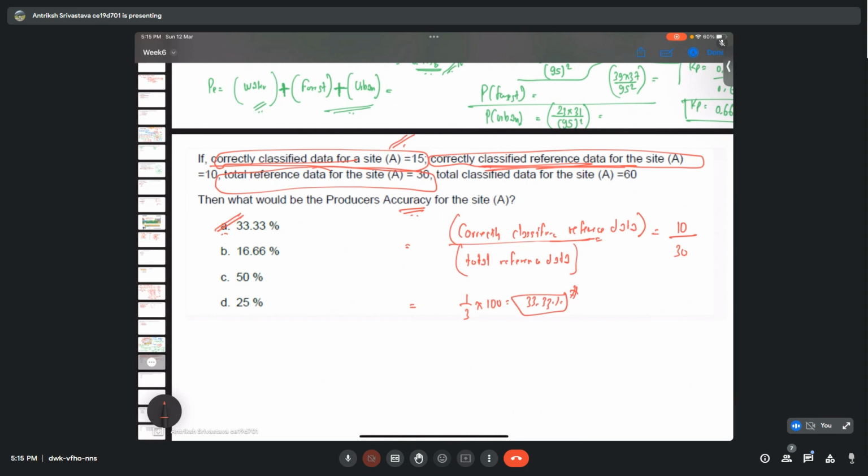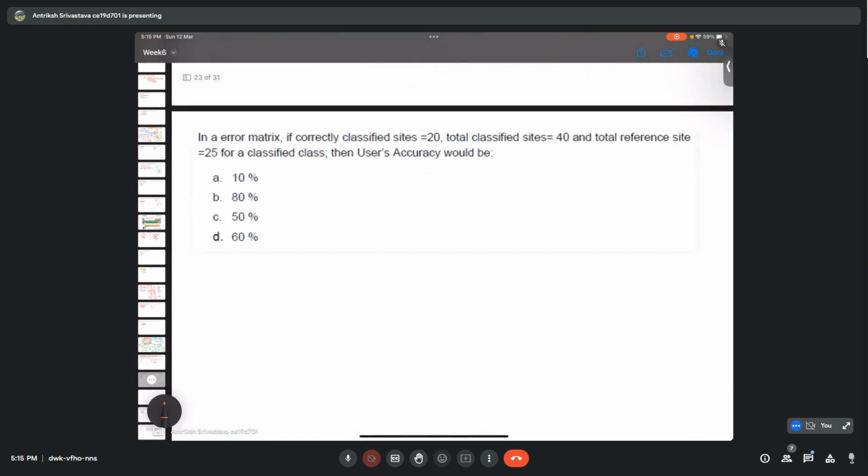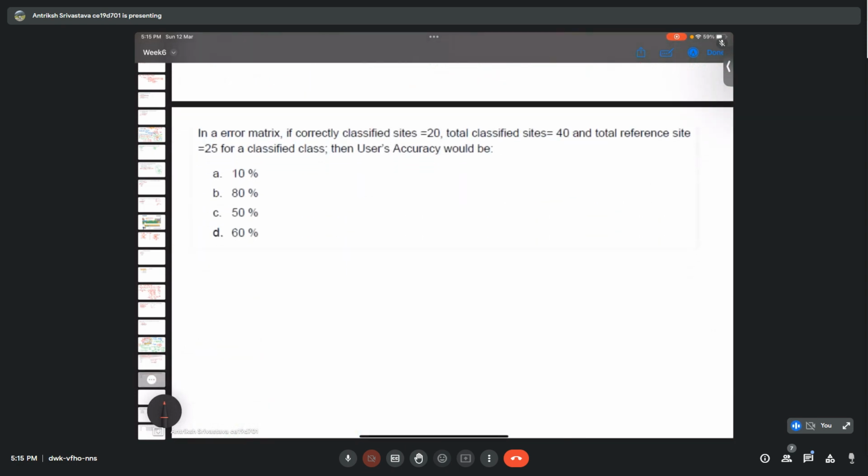This question was a little confusing, so if you didn't get it right, no issues. But the next question is probably a little simpler than this and may be helpful to build a good concept. Now, in an error matrix or that confusion matrix that you are writing here, if correctly classified sites is equal to 20, total classified sites is equal to 40, total reference sites is 25 for a classified class, then user's accuracy would be. So let's make that table.